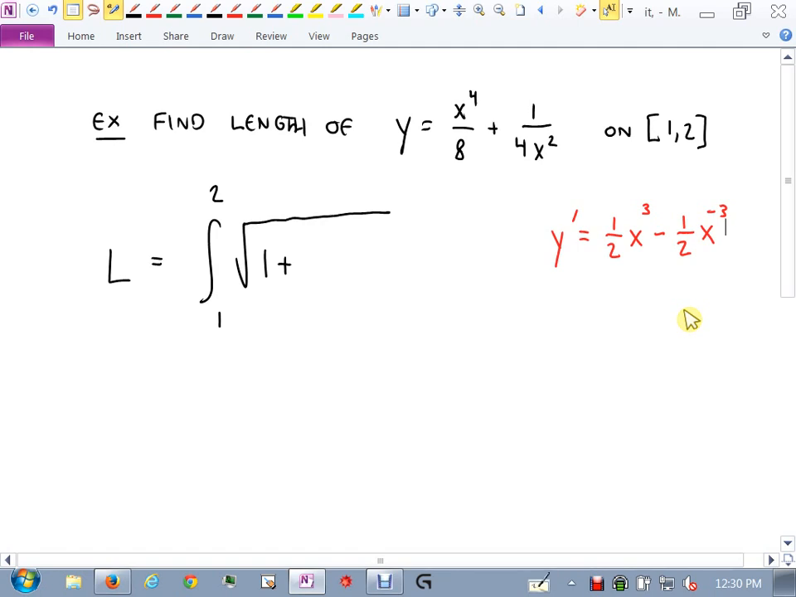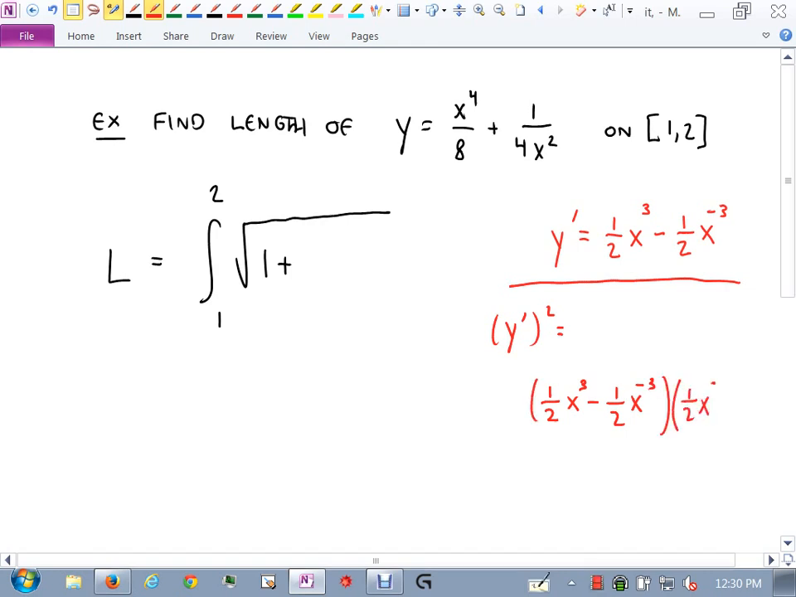And what do you have to do with that derivative in the formula? Square it. So I recommend you do that over here also. So now, what is the derivative squared? Well, that means I'm going to take 1/2 x cubed minus 1/2 x to the negative 3 times itself: 1/2 x cubed minus 1/2 x to the negative 3, right? That's what I'm doing.